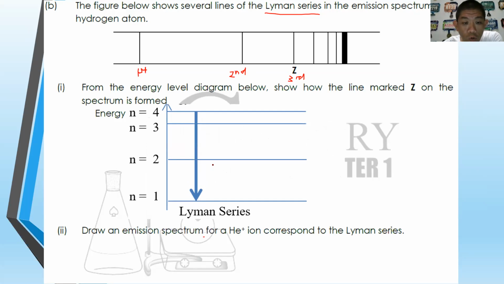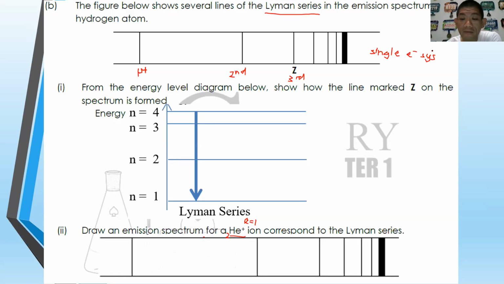And number 2, draw an emission spectrum from a helium ion. So He+. Helium has a proton number 2. When you form He+, that means it will have 1 electron. And this line spectrum should be the same for all single electron systems. So that is why it should be the same. Your line spectrum will more or less be the same as the one above just now. So just redraw the diagram and then you get your 1 mark in there. Okay, so that is all for question number 4.